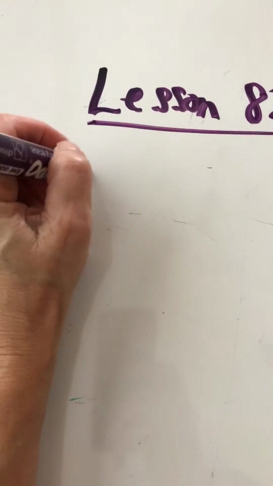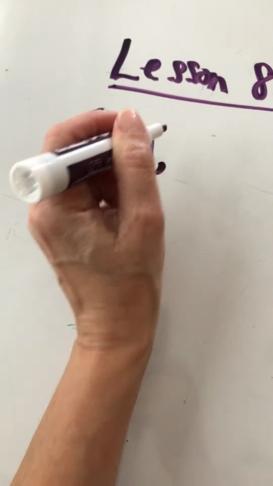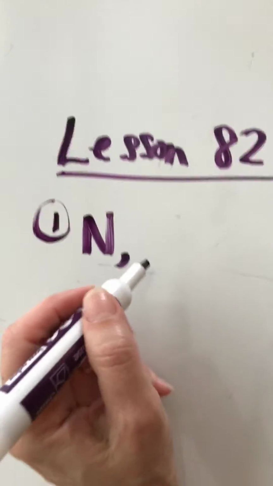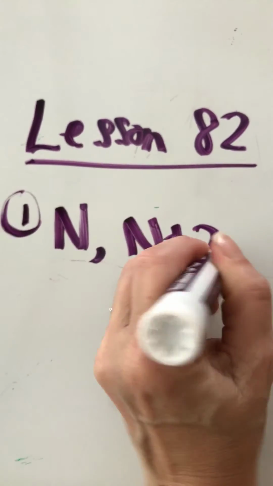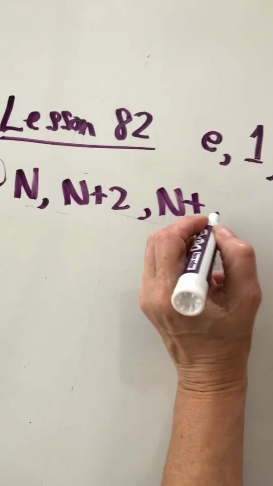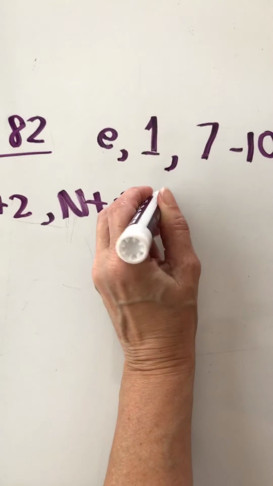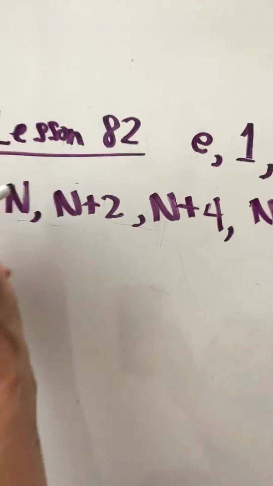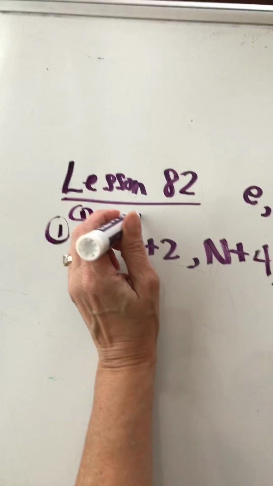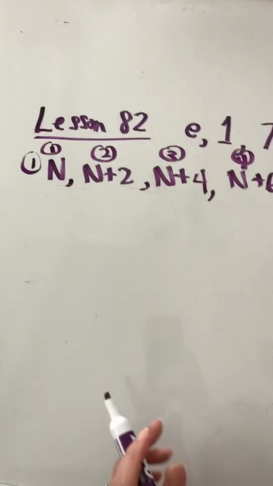Find 4 consecutive odd integers. So the 4 consecutive odd integers, this is number 1. Remember, the first one is n. The second one is n plus 2. The third one is n plus 4. The fourth one is n plus 6. All right, so this is the first one, second one, third one, fourth one. All right, big problem.